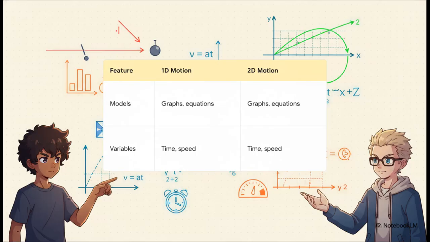And this brilliantly illustrates exactly how that transition works. Whether you're analyzing a simple one-dimensional drop or a complex two-dimensional curve, the foundational tools are identical. The variables, time, speed, velocity, acceleration, they remain exactly the same. The models, graphs, equations, diagrams remain exactly the same. The only thing that changes is the scope, moving from a single axis to multiple axes. You essentially break the two-dimensional motion down into 2 separate one-dimensional problems, analyze them with the tools you already know, and put them back together. It's a beautifully elegant system.